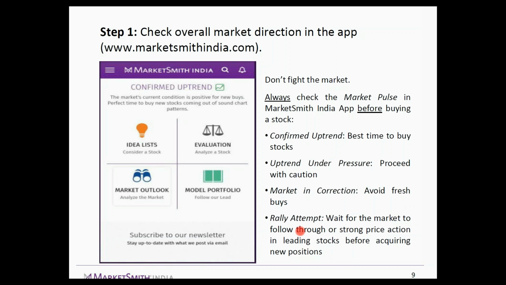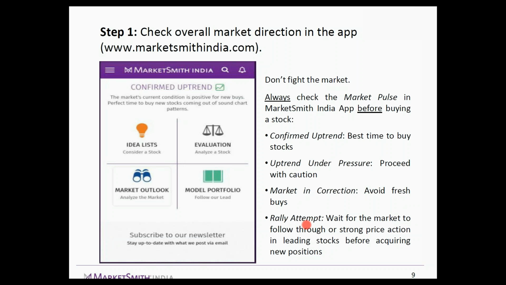So this is the time you have to identify these stocks and maintain a watch list of such stocks, and then wait for a proper breakout before taking a position. So once the market is in rally attempt and you see that the benchmark index rises about 1.5% on good volumes, that is nothing but a follow through day.